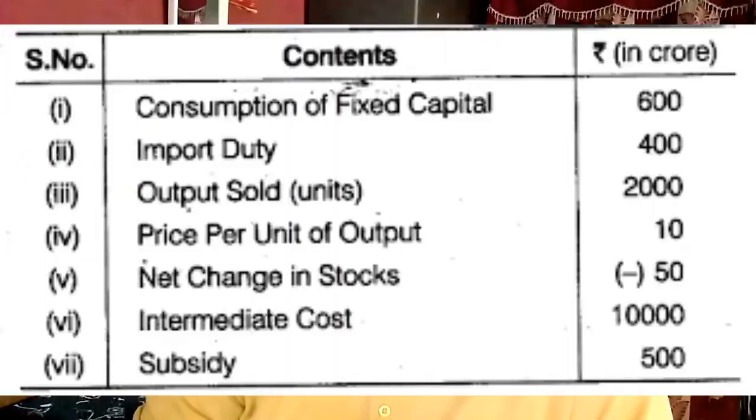Net value added at market price, NVA at MP, equals value of output, that is sales plus change in stock, minus intermediate cost, that is purchase of intermediate product, minus depreciation. It is equivalent to 700 plus 40 plus 4 minus 400 minus 80,000, that is rupees 260,000. That is an example.